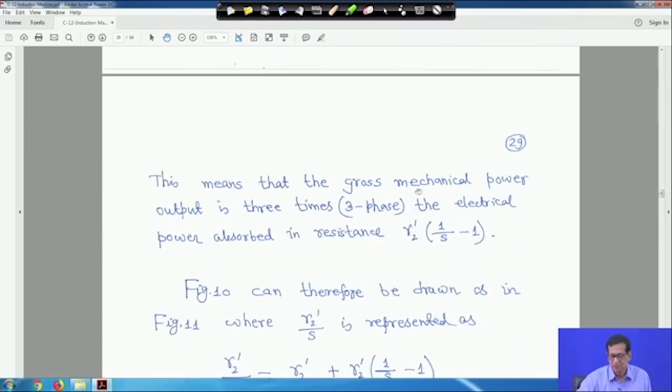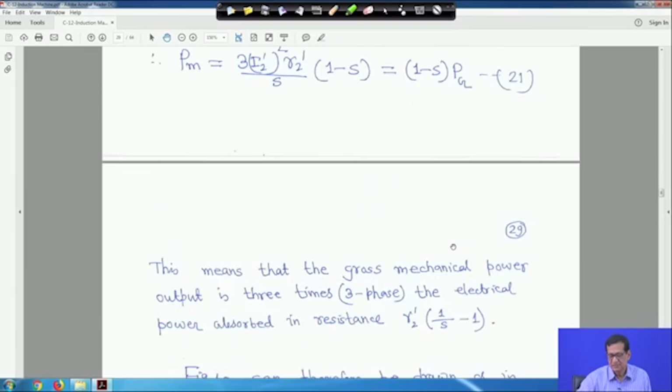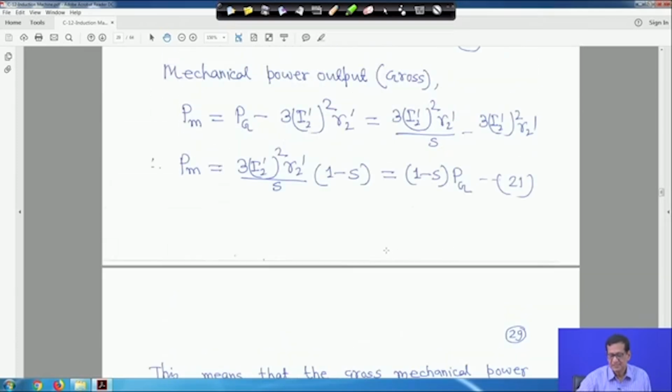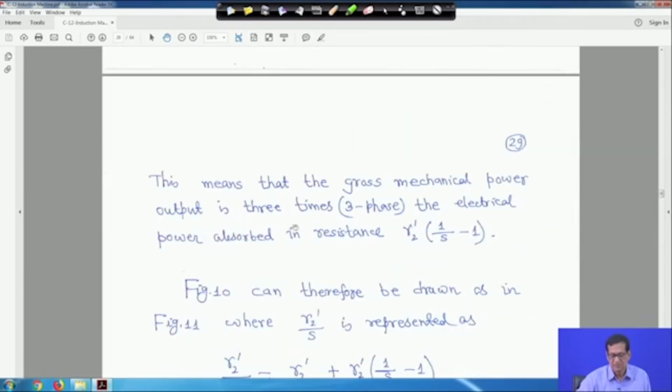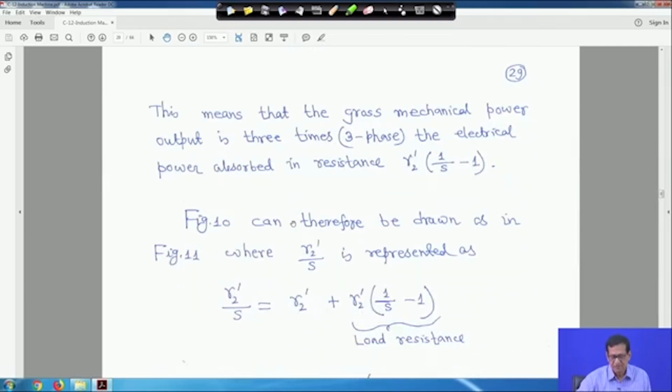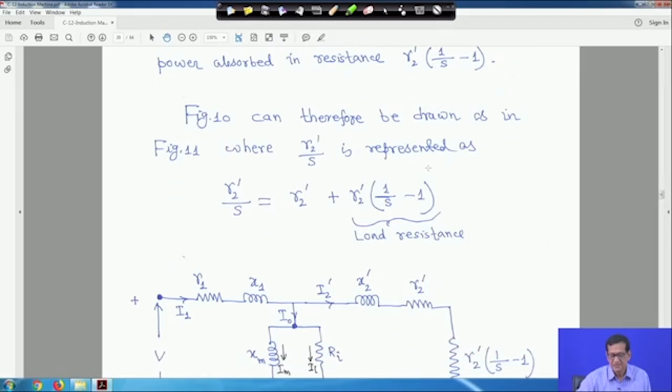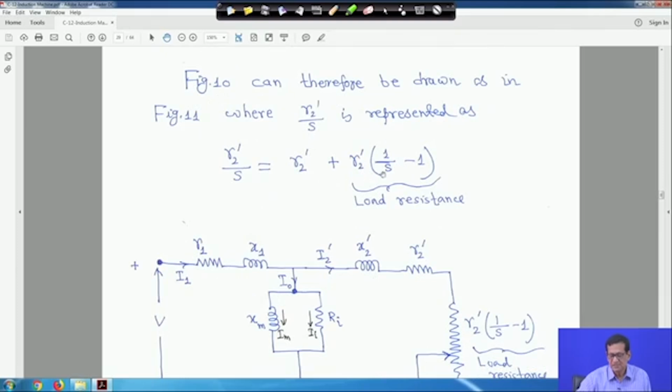Now, this means that the gross mechanical power output is 3 times, since it is 3 phase, the electrical power absorbed in the resistance R2 dash into 1 upon S minus 1. This is the gross mechanical power output. Figure 10 can therefore be drawn as in figure 11, where R2 dash upon S is written as R2 dash plus R2 dash into 1 upon S minus 1. That means you add R2 dash and subtract R2 dash. This part is called the load resistance.